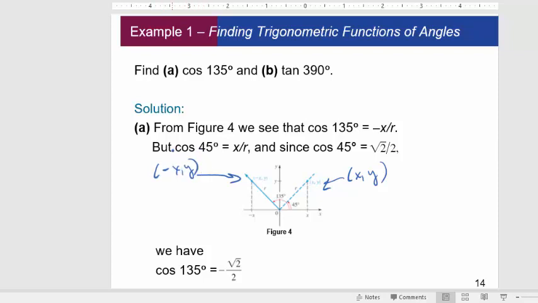And if we recall from our special 45, 45, 90 triangle, the cosine of 45 degrees was the square root of 2 over 2. So at 135 degrees, the only difference is that x is negative. So the cosine of 135 degrees would just be negative the square root of 2 over 2.